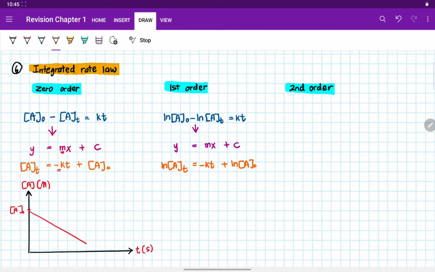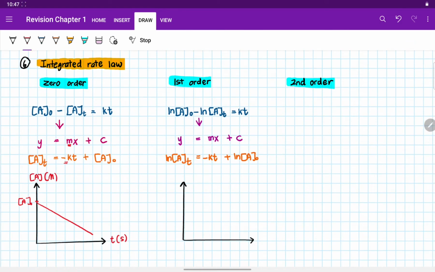So the graph that we plot: if we plot ln A against T and we get a linear graph, what does that show? It's a first order reaction. But if we plot ln A against T and we get a curve, it means it's not a first order reaction. It's either zero or second order. So the shape of the graph will be like this.